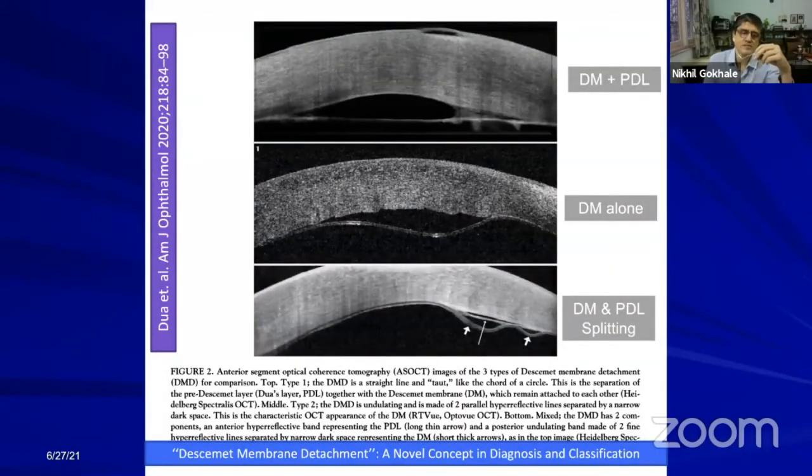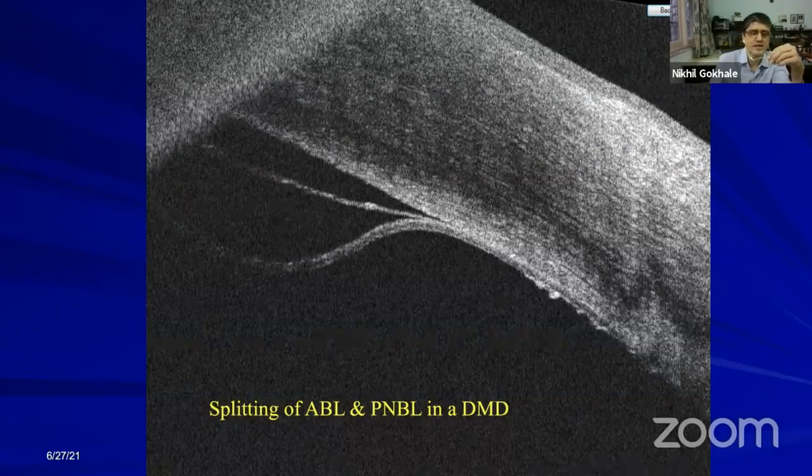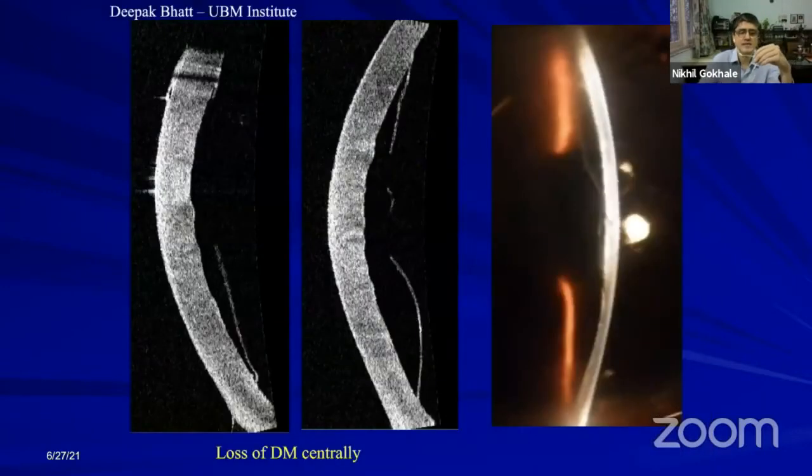Recently, a paper published by Dua et al. showed us that the Descemet membrane detachment on OCT could be of 3 types: where you have the Descemet's and the Dua's layer detached, which is taut and tight; you can have a Descemet's alone; or you can have a splitting of the 2 layers. This was one of the images I posted many years back in the Cornea Society, where I thought this was a splitting of the Descemet's membrane. I'm not sure if this is splitting or this is really the Dua's layer.